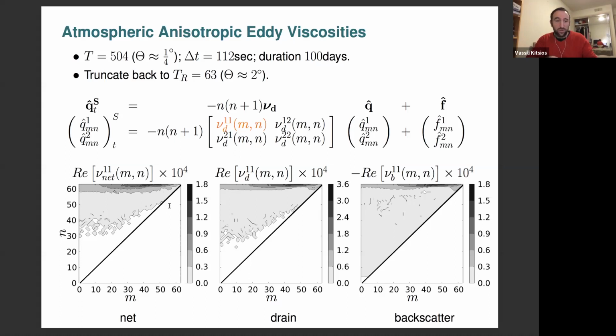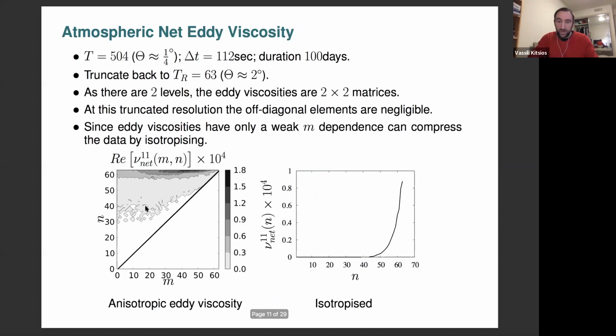You notice for all of them, they're very strong functions of n. They're cusp-like. They increase steeply as you go up in the n wave number, but weakly dependent on m. So we can compress that data by averaging in the m direction, isotropizing, if you like. So you'll see that there's negligible eddy viscosity for all of these large scales, and then as we're approaching the truncation wave number of 63, the eddy viscosity increases sharply.